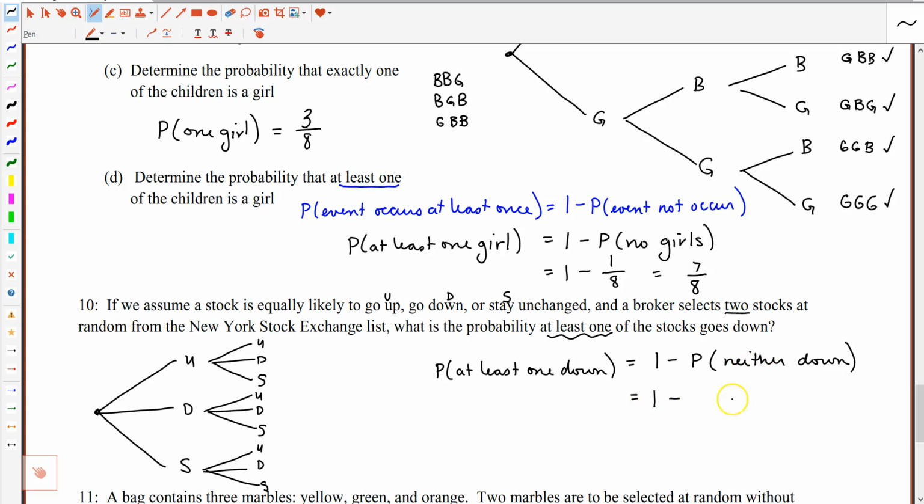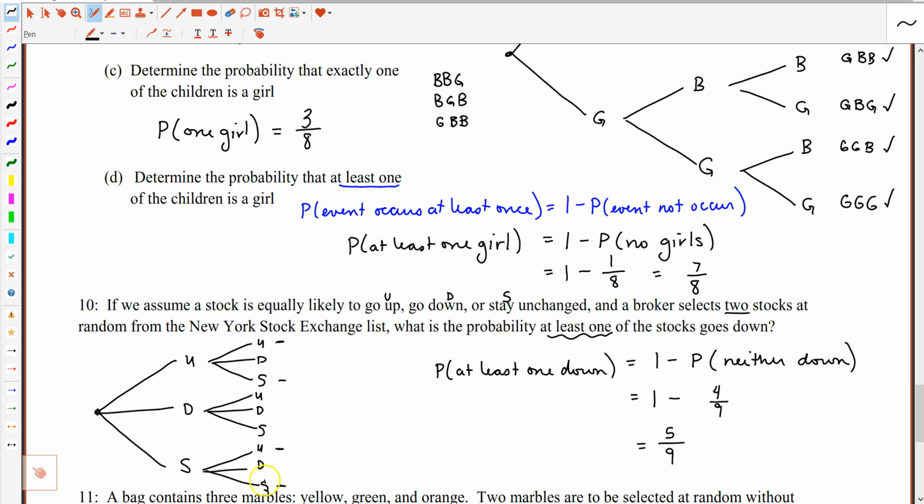I want to find how many of them have neither of them going down. Alright, so in this one, neither of them went down. On this one, neither of them went down. On all of these ones, the first one went down, so I don't want to count any of those. Coming down to this last set of branches, this one, neither of those went down, and this one, neither of those went down. So 4 of them satisfy neither of them going down. So if we do this calculation, we get 1 minus 4/9, or 5/9.